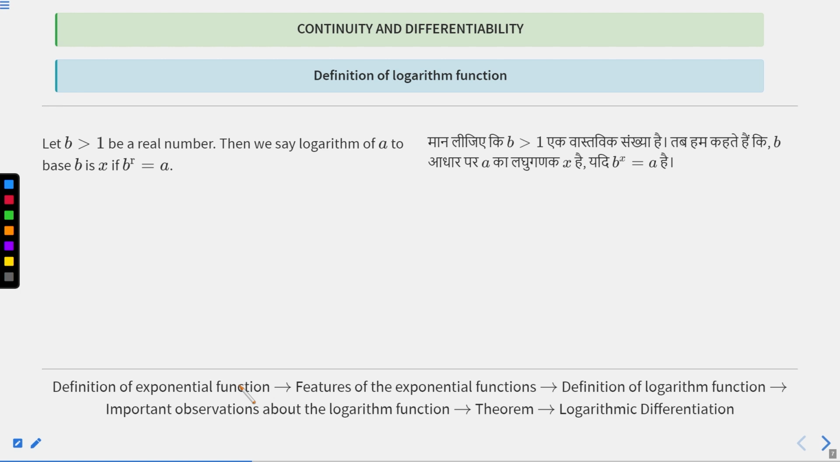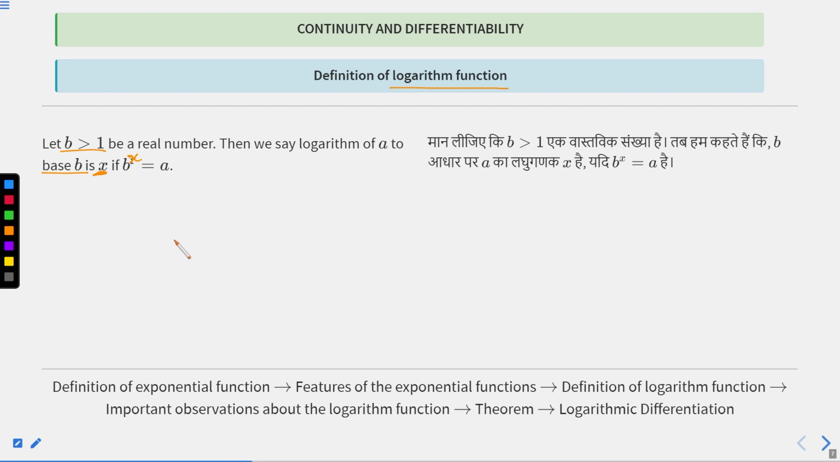Now, definition of logarithmic. Now we will come to the logarithmic thing. We so far saw the exponential thing, definition, exponential points. Now it's time to define our logarithmic function. So if b is positive, greater than 1, and a is any real number, then we say logarithm of a to base b is x if b^x equals a.